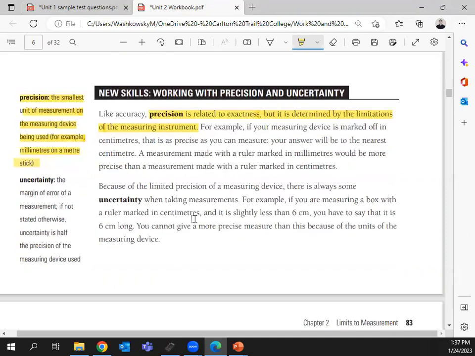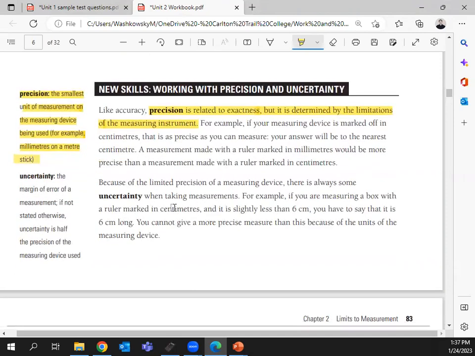It's not that precise. So whenever we're measuring stuff, we also want to take into account that there is some uncertainty when taking measurements. For example, if you're measuring a box with a ruler marked in centimeters, and it's a little bit less than 6 centimeters, you might just say it's 6 centimeters long. But in reality, maybe it's 5.9, or maybe it's 5.94 centimeters long. It's very hard to get everything exact, right? Because I can keep zooming in, and it's going to eventually give me a different answer. So uncertainty is the margin of error of a measurement.